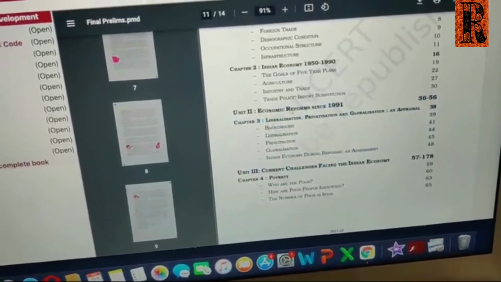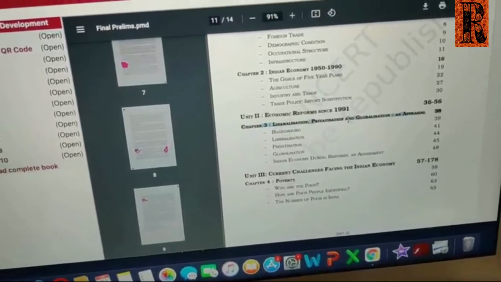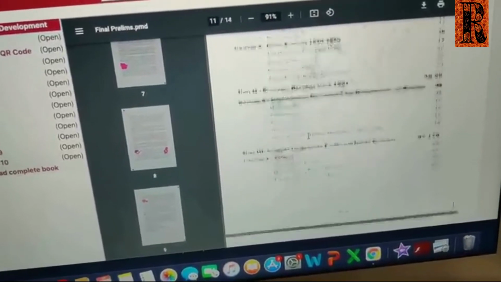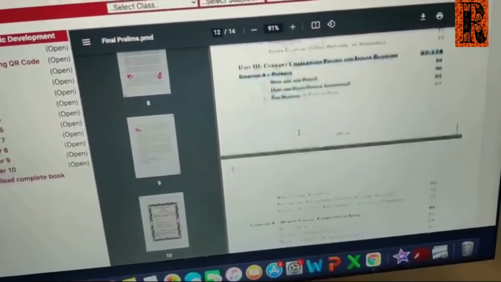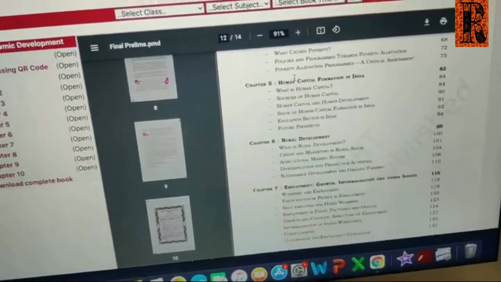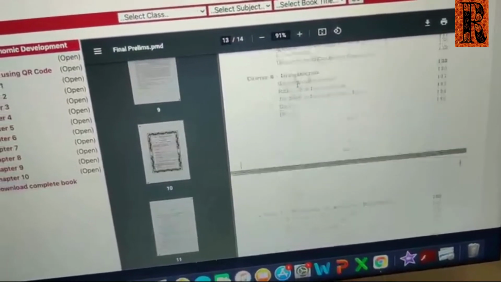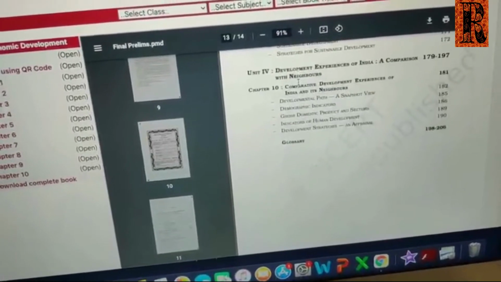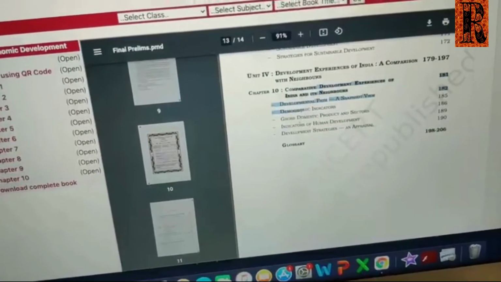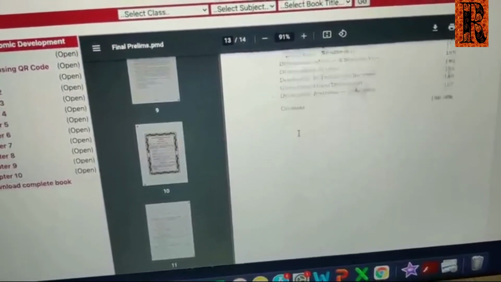You should read this very carefully. Liberalization, privatization and globalization, these are called LPG reforms. This you need to study very deeply. Then what are the current challenges faced by the Indian economy? Poverty is there, human capital formation is there, rural development is there, employment is there, infrastructure, environment is there, and then what are the comparative development experiences of India compared to its neighbors.